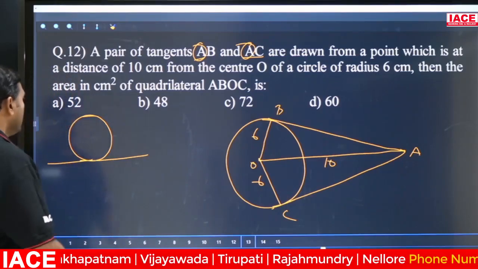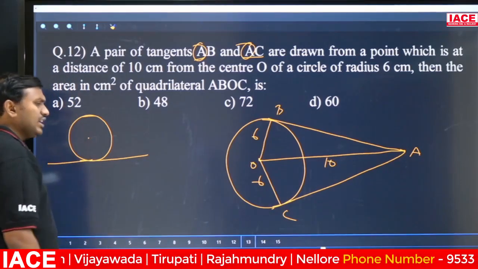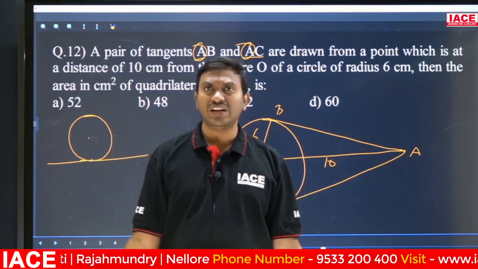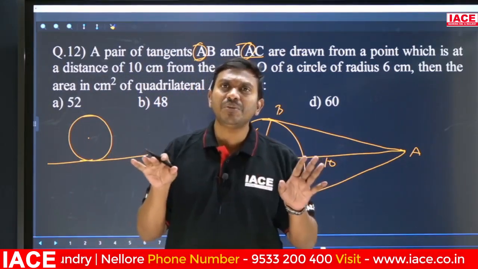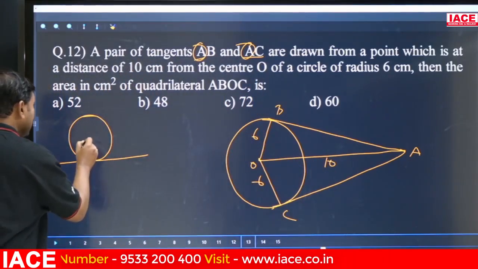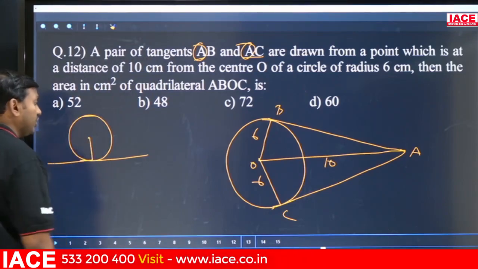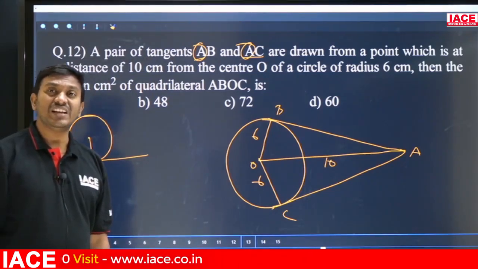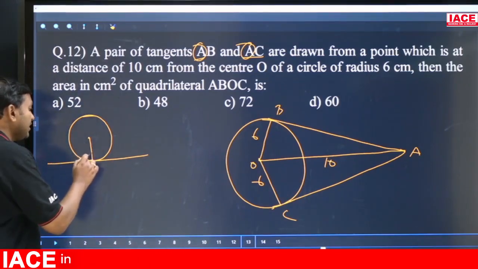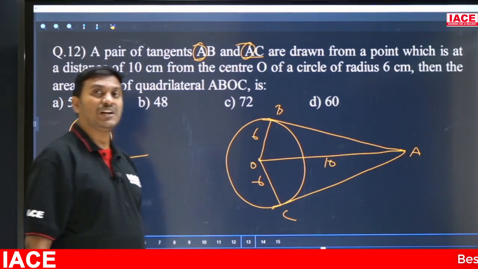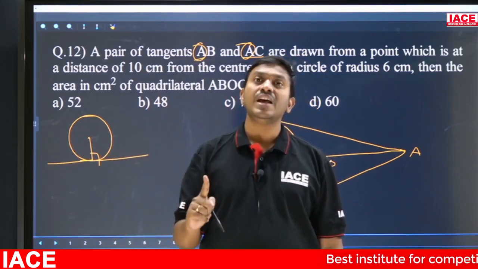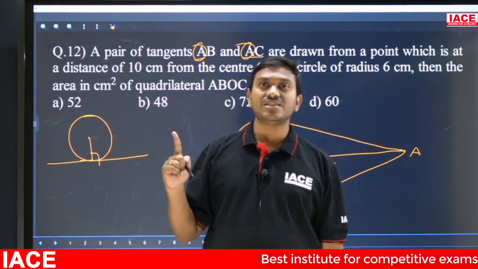Okay, right? From the center of a circle, how many radii can we draw? In a circle, we can draw infinitely many radii, right? Out of these, if any radius is drawn to the point of contact, then the radius and the tangent are always perpendicular to each other. This is the basic theorem that we have to discuss at the time of the tangents concept.